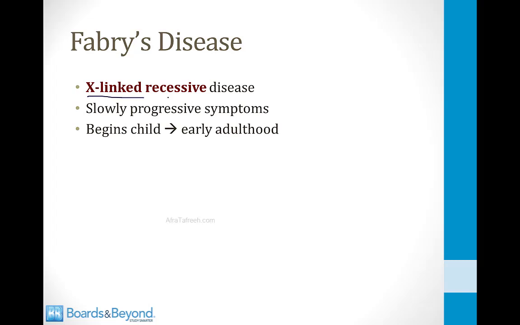Fabry's disease has a couple of unique characteristics among the lysosomal storage diseases. First of all, it's X-linked recessive. Most of the lysosomal storage diseases are autosomal recessive. In addition, the symptoms are slowly progressive. They begin in childhood and progress to early adulthood. Fabry's disease is a condition that you can live with well into adulthood. People live into their 30s, 40s, and even 50s. That makes it very different from some of the other lysosomal storage diseases we'll talk about, where children usually die before they're a few years old.